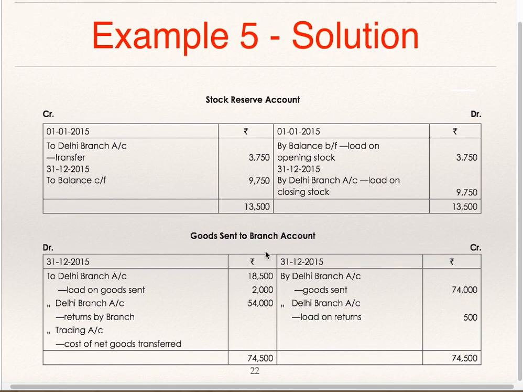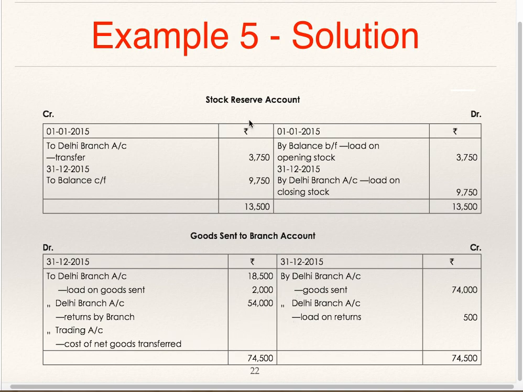Now if goods sent to branch account is prepared, by Delhi branch goods sent 74,000. Loading is to be debited. To goods returned 2,000, Delhi branch account, goods are returned. Loading on that is to be credited. Goods received by branch from head office 74,000, this is loading. Returned by branch to head office 2,000, loading. And goods sent to branch account is to be closed by transferring it to trading account.